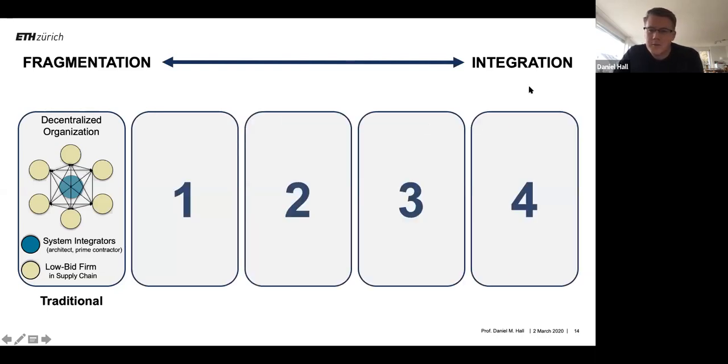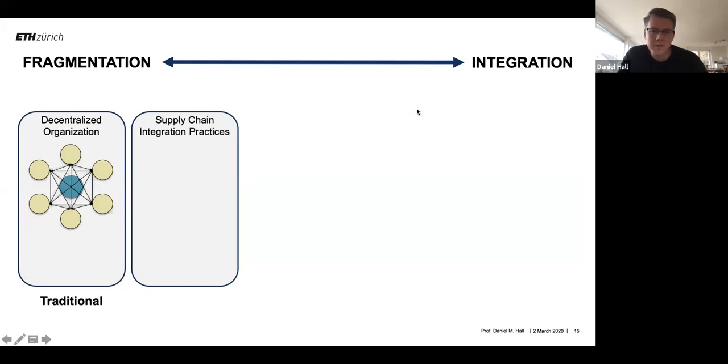So what I'm going to describe are four different ways that I see this fragmentation to integration process unfolding right now in construction, oftentimes through new startups, but not always. And so you can start to think about that also as you think about how you might approach the new company that you'll propose for the group project.